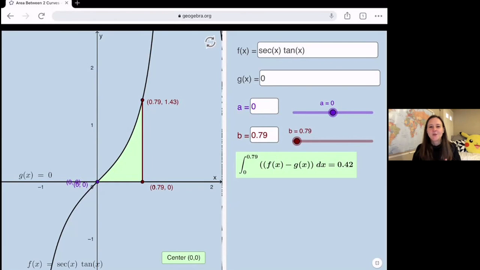Here we are in the applet graphing secant x times tangent x, and I've got the limits going from 0 to pi over 4, and the GeoGebra applet rounded off pi over 4 to 0.79, and it got an answer of 0.42. If we type in our square root of 2 minus 1, it's actually 0.41. GeoGebra rounded off that 0.79, so it got a slightly different answer than we did, but that's okay.